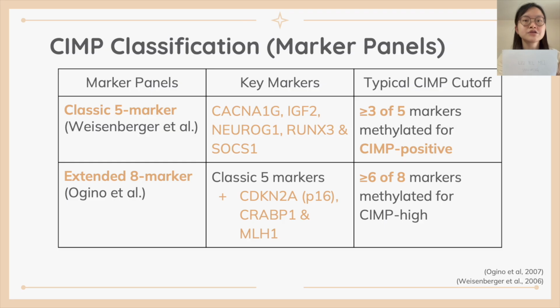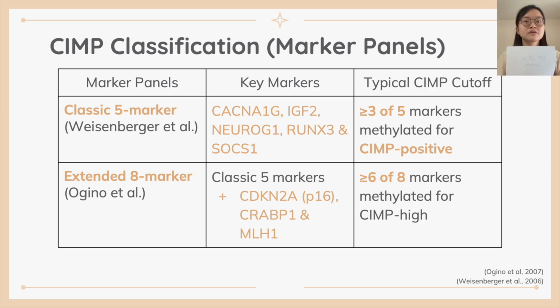CIMP classification lacks a standard, but key panels include Weisenberger's 5-marker panel, which includes CACNA1G, IGF2, NEUROG1, RUNX3, and SOCS1. If 3 or more of the 5 markers are methylated, the tumor is classified as CIMP positive.